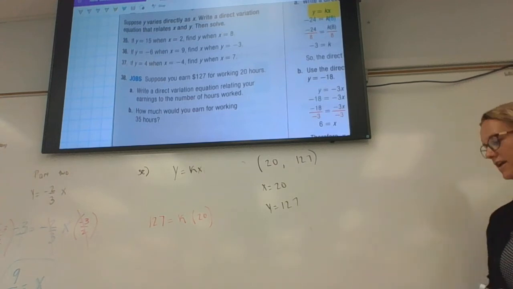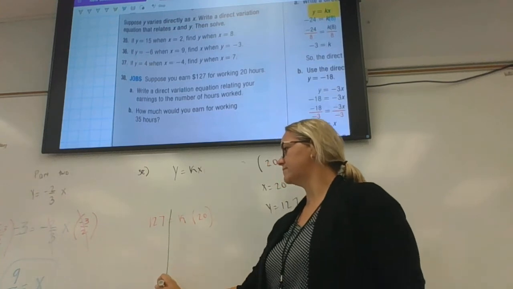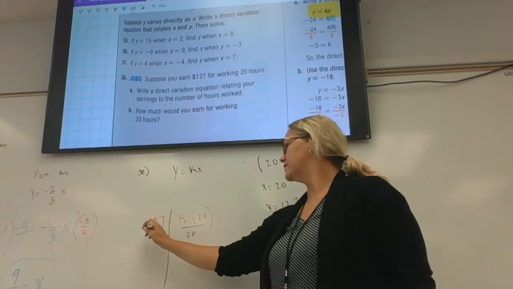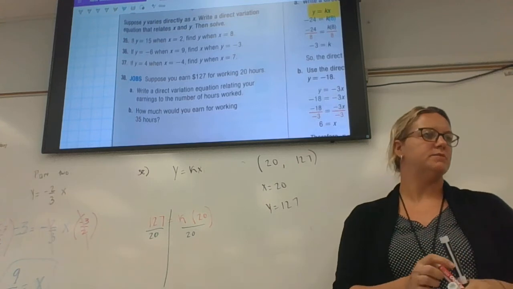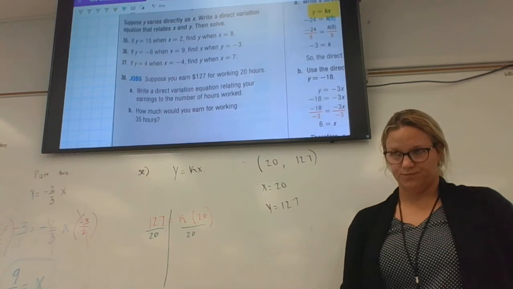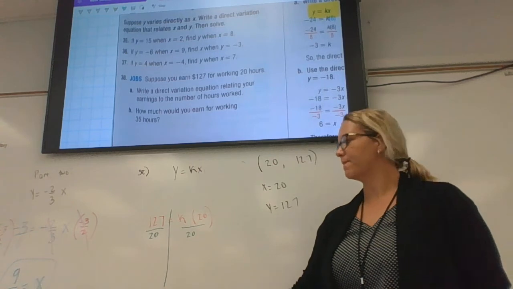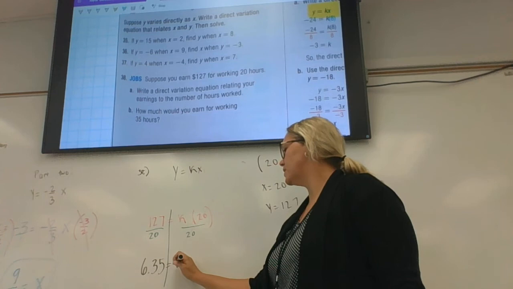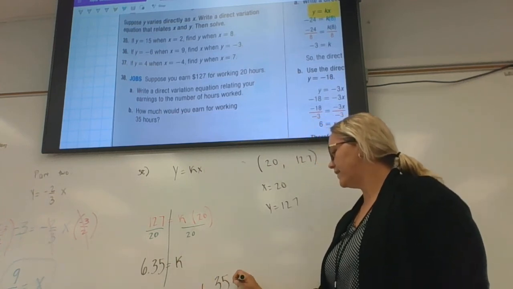How do I find K at this point? Yes. And since we're talking about money, you can go ahead and get a decimal out. Somebody needs to. 6.35 equals K. So our equation that'll tell us how much we earn is 6.35x.